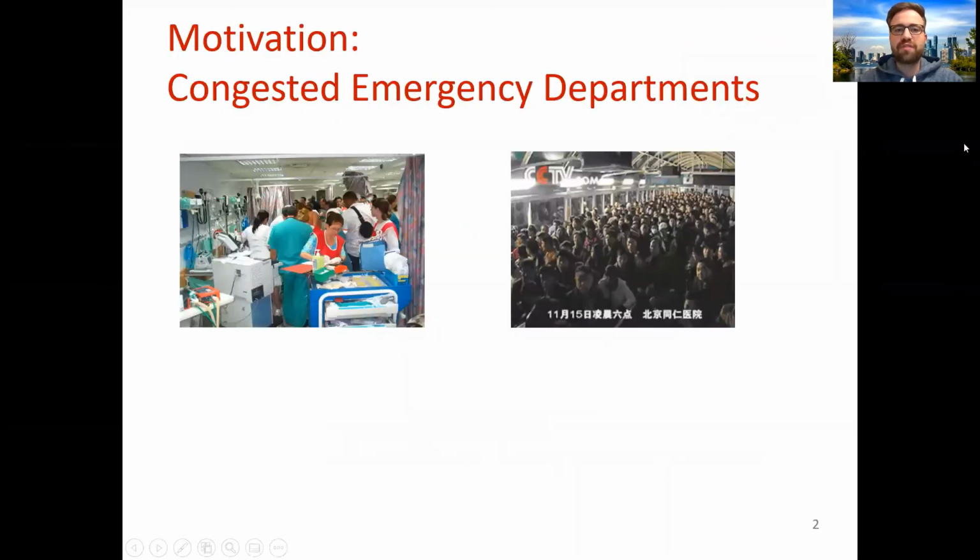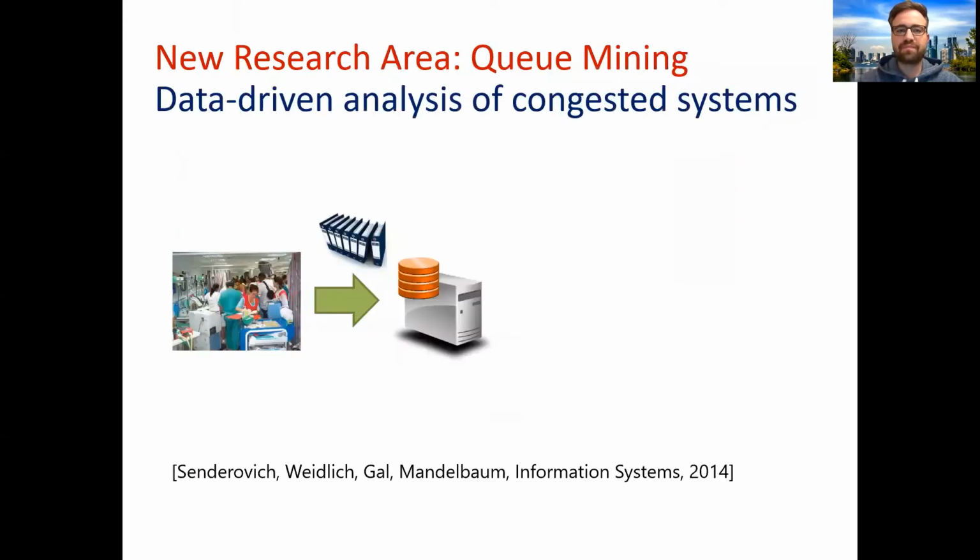In this work, we're motivated by congested emergency department systems. We see on the left-hand side an emergency department in Israel during a mass casualty event drill. And on the right-hand side, we see an emergency department congested to the extreme in China. What we want to do is run some analysis in those systems in order to be able to eventually improve them and lessen the congestion.